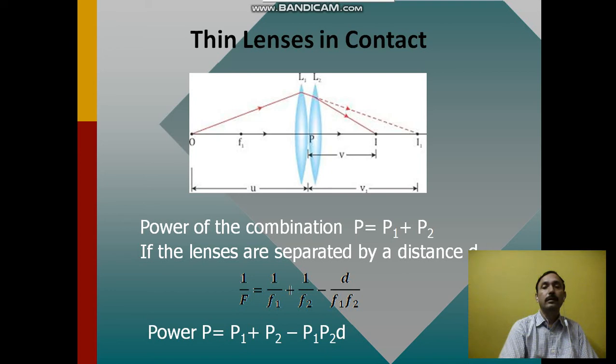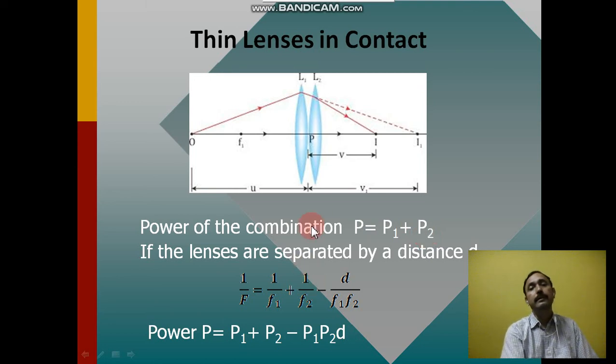Now, the power of the combination of these two lenses L1 and L2, P is equal to P1 plus P2. P1 means 1 by f in meter, P2 is also 1 by this. For P1 it will be 1 by f1, for P2 it will be 1 by f2.